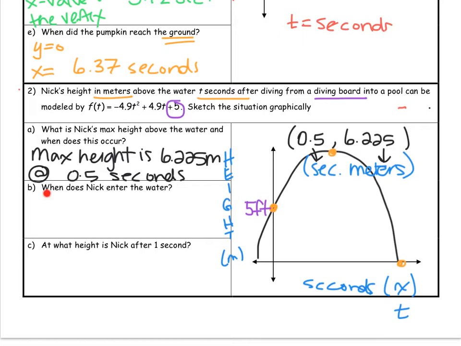Now the next question is, when does Nick enter the water? So when does he get all the way down here? Because this is the water on the bottom of the graph. Here's the platform he jumped off of. He reached his max height, and now he's entering the water. So we are looking for the positive zero, or the positive x-intercept. Again, we can use the intercept function on our calculator, and this point right here is about 1.63, and it's seconds. So it takes him 1.63 seconds to enter the water.